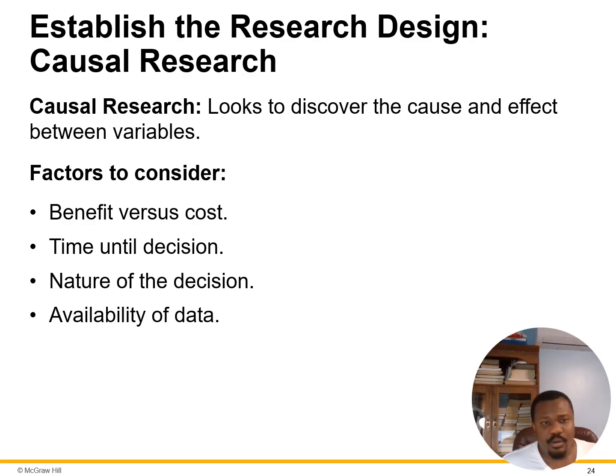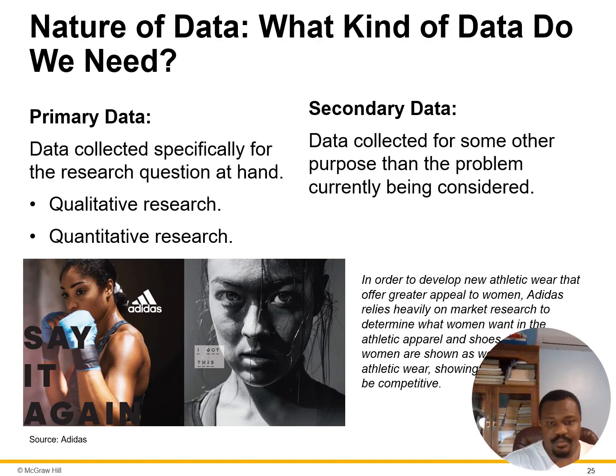Causal research looks to discover the cause and effect between variables. Factors to consider: benefit versus cost, time until decision, nature of decision, and availability of data. So if you're doing causal research, the factors to consider are the benefit versus the cost, the time until decision, and then we also look at the nature of the decision and availability of data.